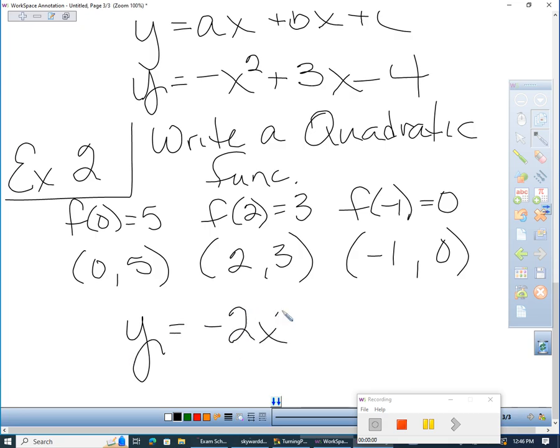Good. Negative 2x squared plus 3x plus 5. Now, the whole idea of making one of these is because you're modeling a real-life situation, and you can predict something else from that. That's why we model it. All right? So, last example, and then I'll be done. It won't take very much.